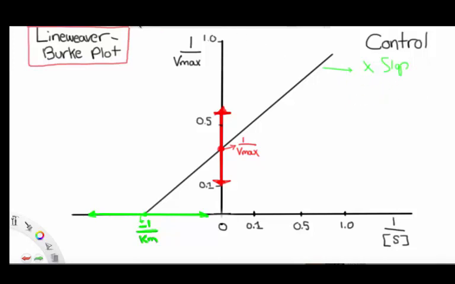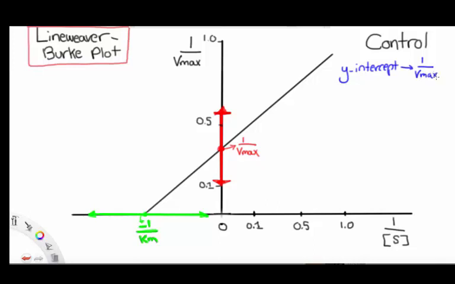What we care about is the intercepts. Actually, when you're looking at this curve, looking at the slope itself is going to confuse you. You want to look at the intercepts. What do we mean by the intercepts? The point at which this line crosses the y-axis and the point at which it crosses the x-axis. So the y-intercept represents 1 over Vmax.